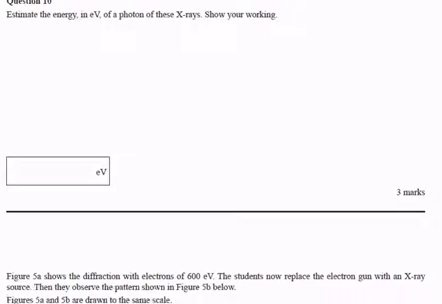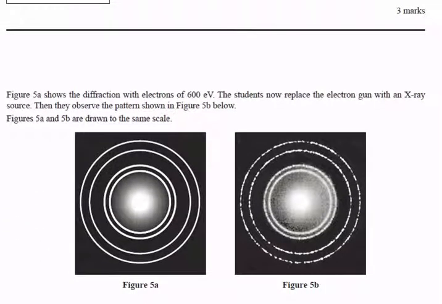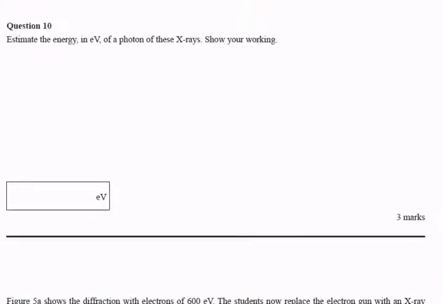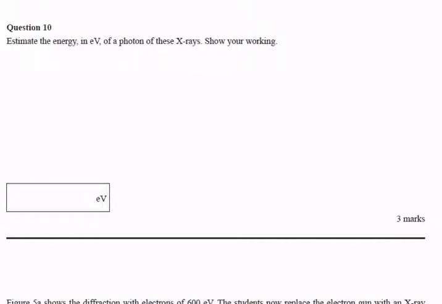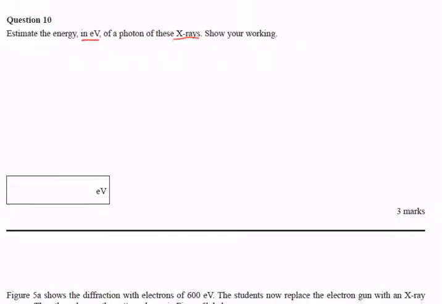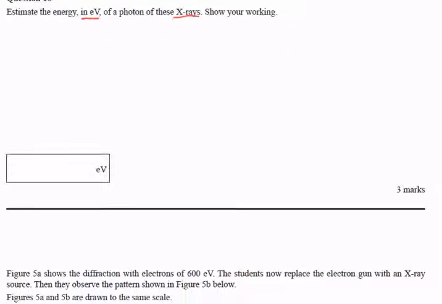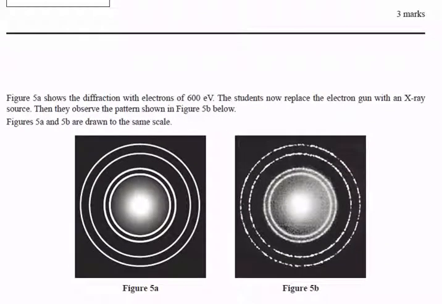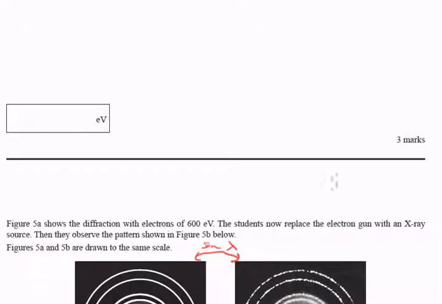Alright, question 10. I've just copied and pasted that same picture, so we've got enough information. Question 10 asks us to estimate the energy of the X-rays in electron volts. This is a really hard question in terms of how many students got it right. It's quite a bit of working just for 3 marks, so I'm going to do a plan of my working first. Remember, here's our diagram, and they were the same pattern because they had the same wavelength. That's the key. And we've been given the energy of the electrons in electron volts.